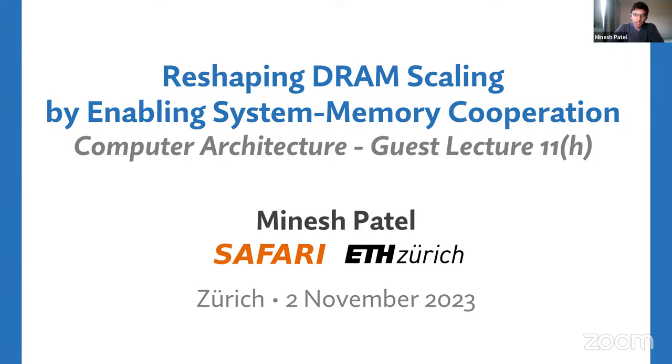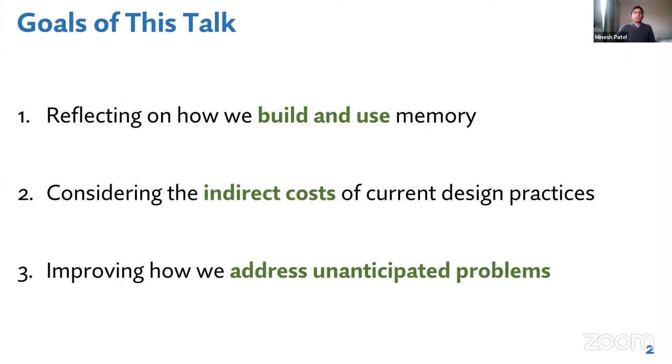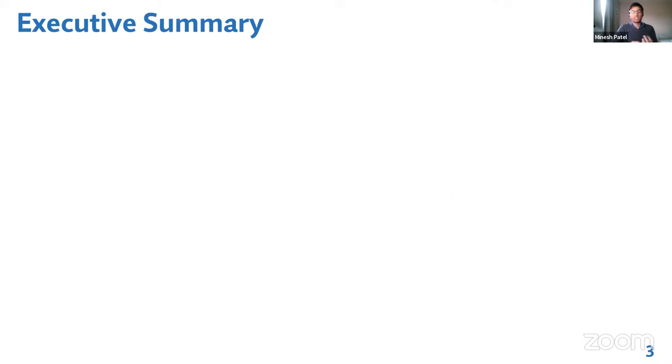I'll start off by talking about the goals of this work. The three main goals we have here are, first, to reflect on how we as researchers and practitioners build and use main memory today. Second, we want to consider the indirect costs that are inherent in today's memory design practices. And third, we want to improve how we address any future problems that might come up that are difficult or impossible to anticipate.